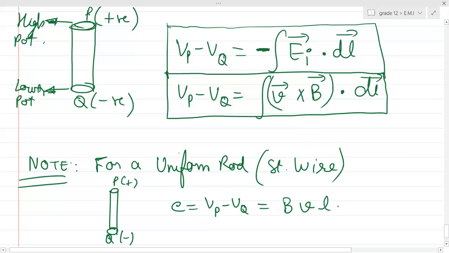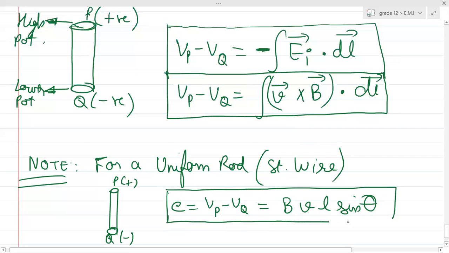So v into B into l into sin theta. I did the integration. So from that, when everything else is constant in uniform magnetic field. Are you getting my point, guys? For a uniform rod in uniform magnetic field, EMF will be equal to, this integration sign will be removed, and it will be B v l sin theta. Clear? Is this clear? If suppose the magnetic field is acting into the plane, then what will happen? Acha, I'll draw this as well.